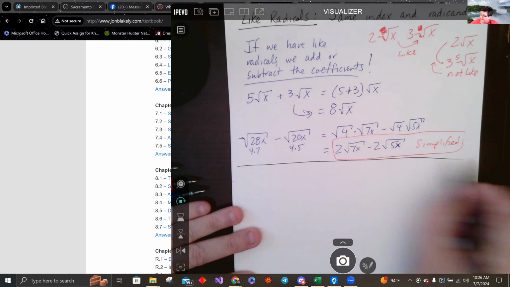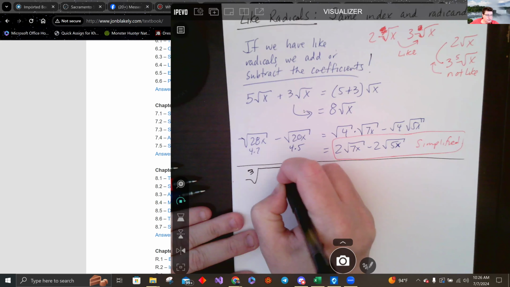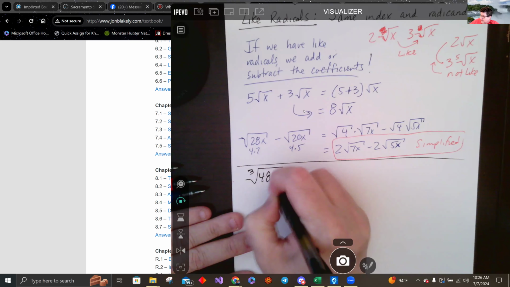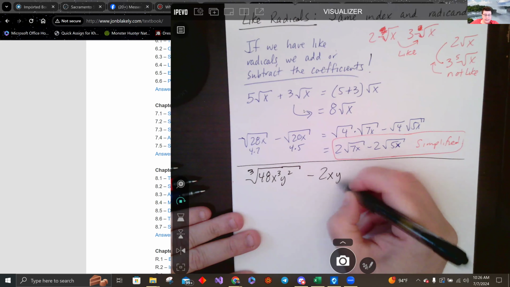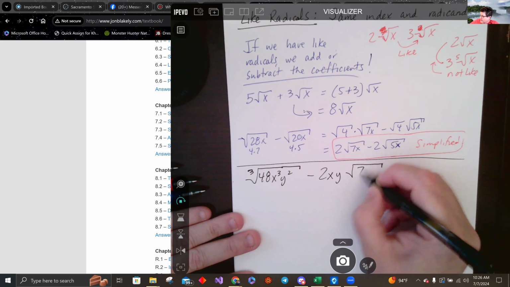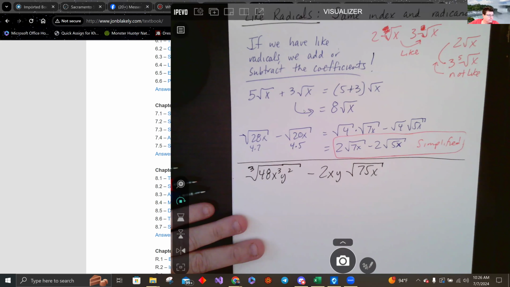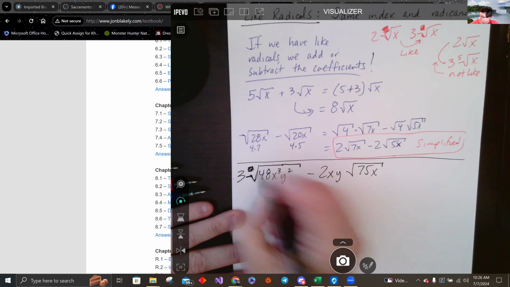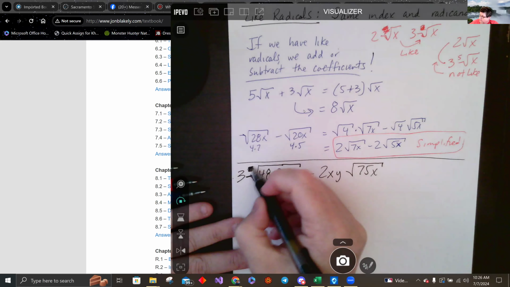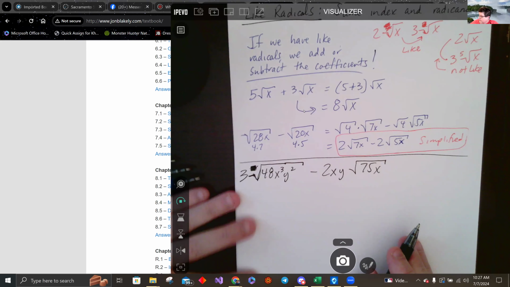If we have cube root of, let's do 48x cubed y squared, and we're going to subtract 2xy times square root of 75x. That should not say cube root. That should be a 3 out front. So we're going to see what we can do.